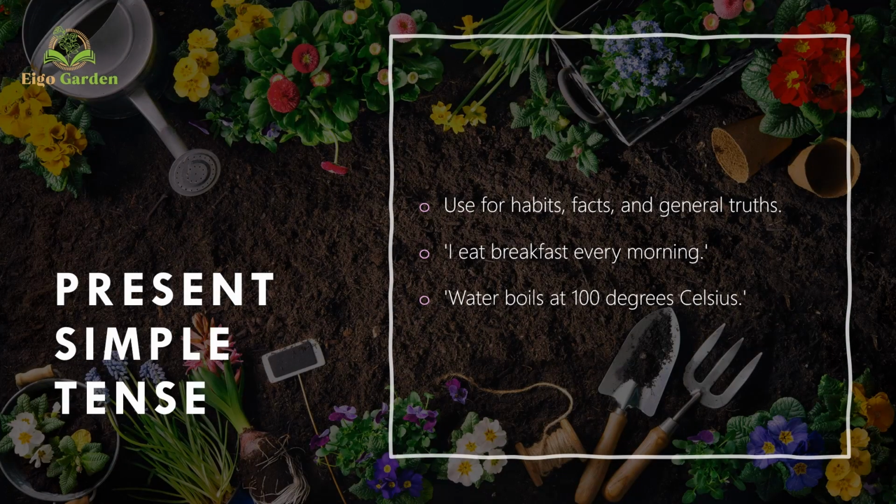Next, the present simple tense. The present simple tense is used for habits, facts, and general truths. Say, "I eat breakfast every morning," to talk about a habit, or "water boils at 100 degrees Celsius," for a fact.